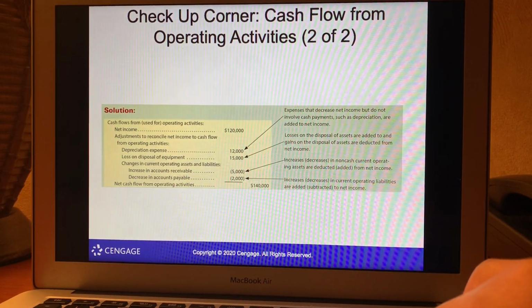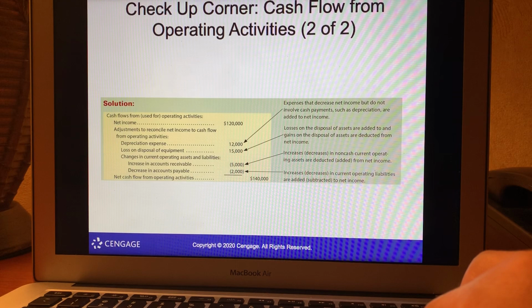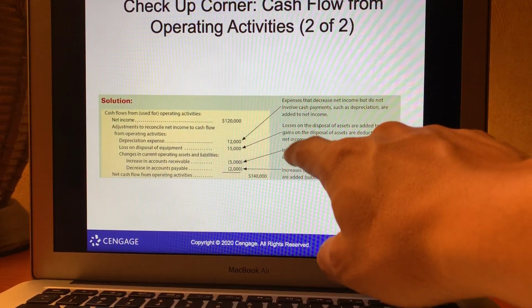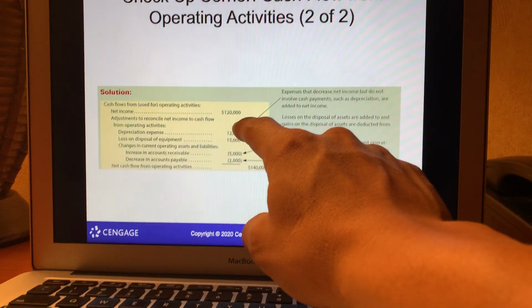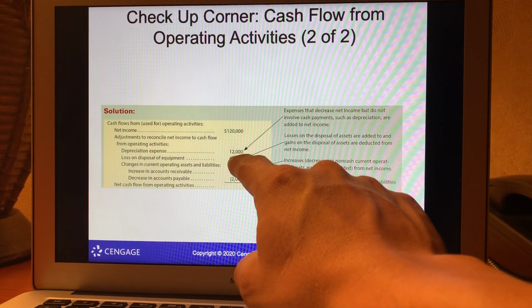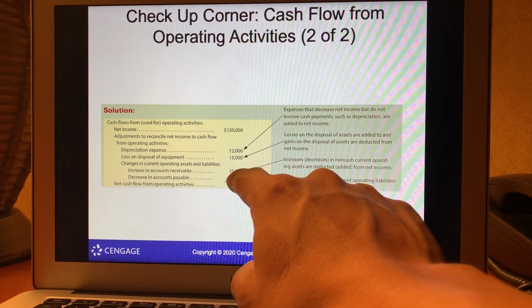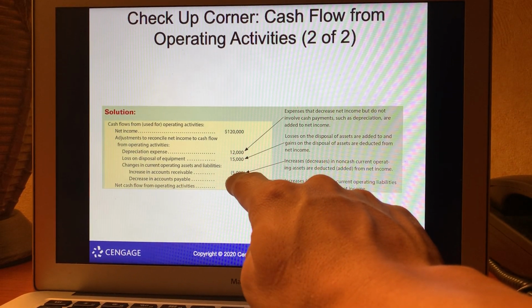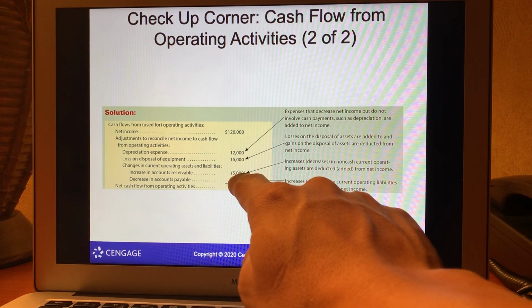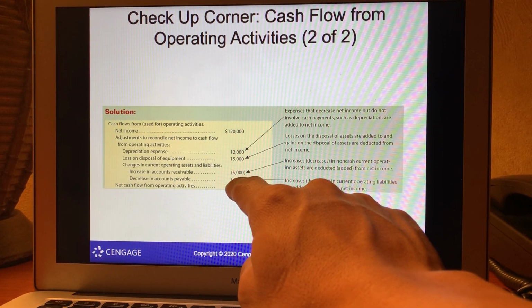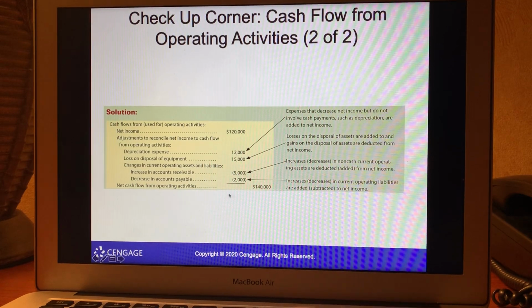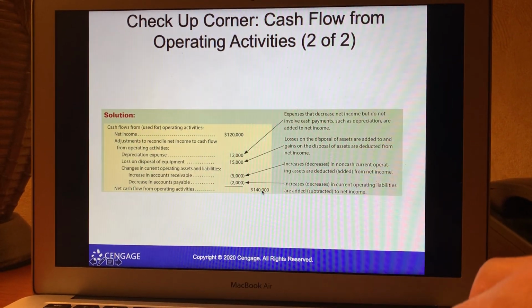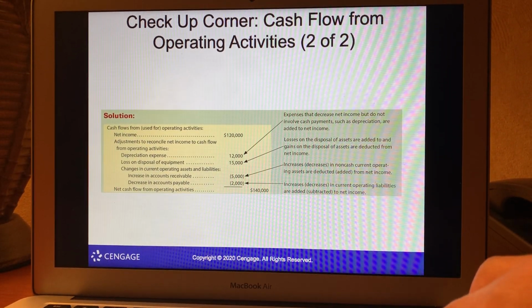Okay, so when all this happens, this is kind of what this will look like laid out. So 120,000 net income, depreciation expense, loss on disposal, and then changes in current operating assets. Deduct 5,000 for account receivable and deduct account payable for 2,000. So our balance will be 120,000 after that period.